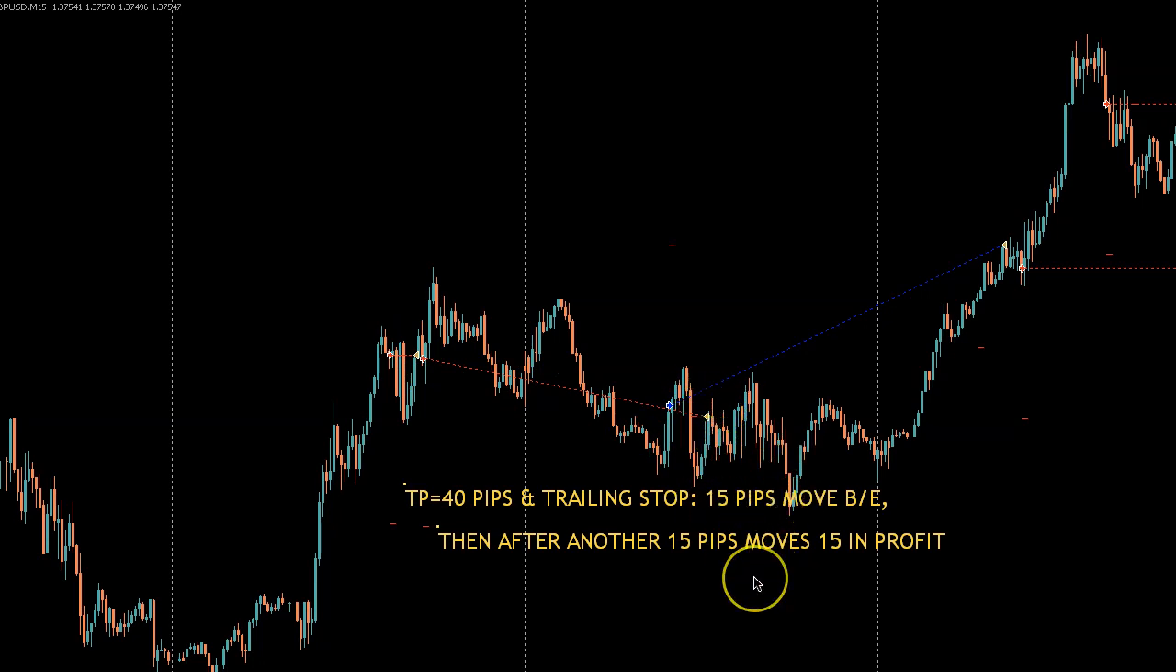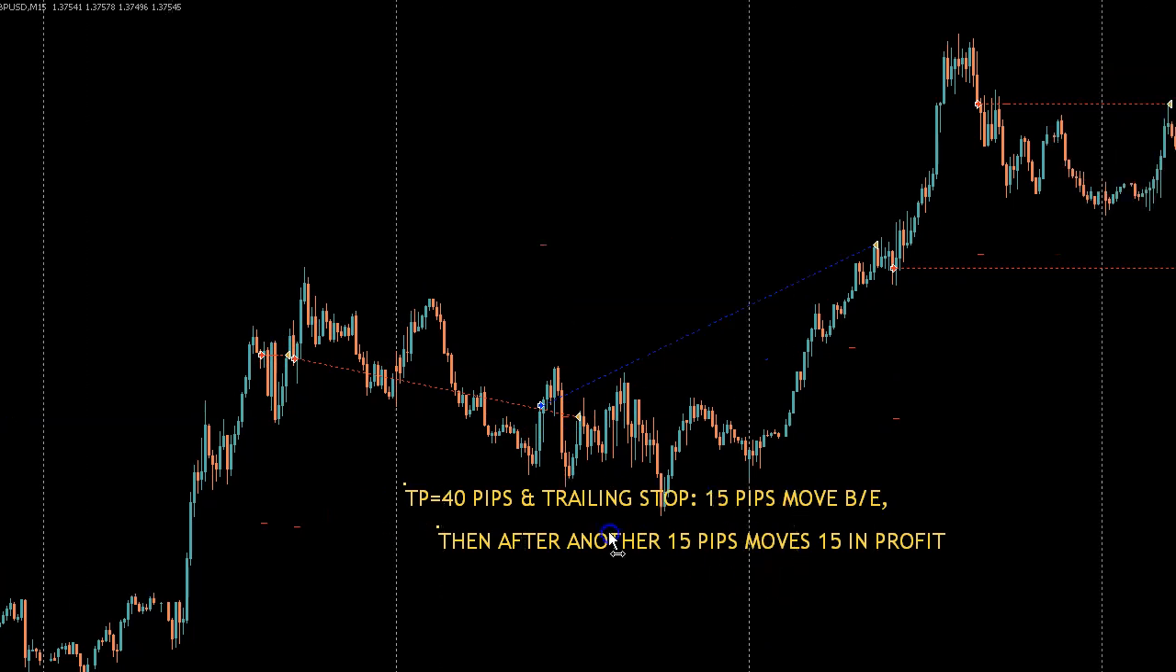So this was not bad at all. It didn't get me out at 40 pips in profit, but at least I got something out of this trade, which was 15 pips, so not bad. And this one was actually a break even. So so far we are good. We're winning, right? We're good.